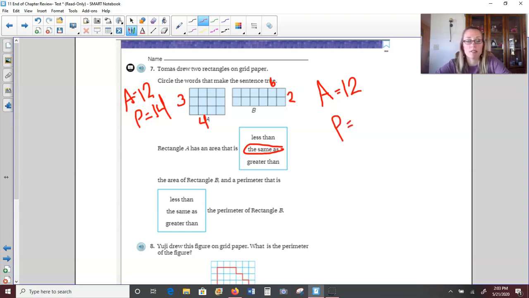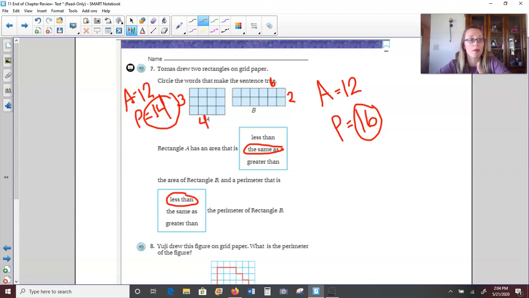Perimeter would be our distance around, so I'm going to add 6 plus 6, which is 12. And the two sides are each 2, so 2 plus 2 is 4. 12 plus 4 is 16. So A's perimeter was 14. B's perimeter is 16. So we would say rectangle A has a perimeter that is less than the perimeter of rectangle B. The areas are the same, but rectangle A has a shorter perimeter.